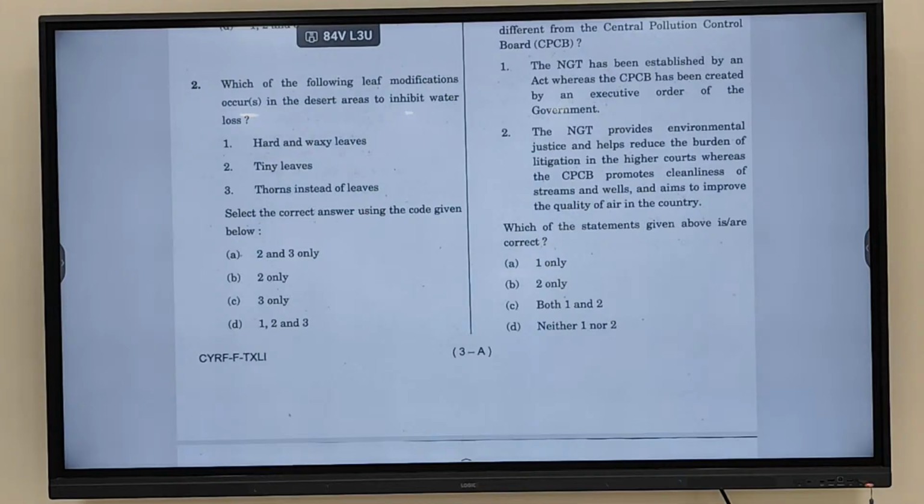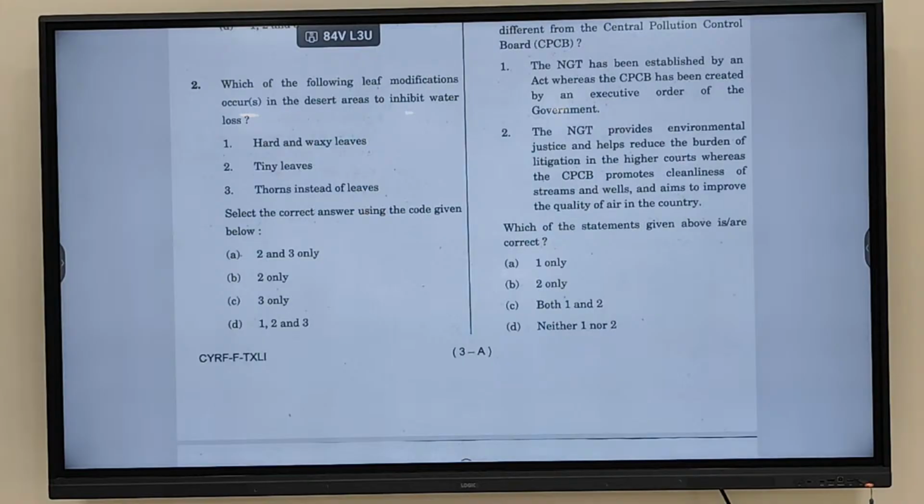We discussed the waxy leaves. Waxy leaves are found with a thick cuticle. Thick cuticle means a hard layer around. This hard layer is found covering nothing but the skin of leaves, the epidermis of leaves. So that's why hard and waxy leaves are there.